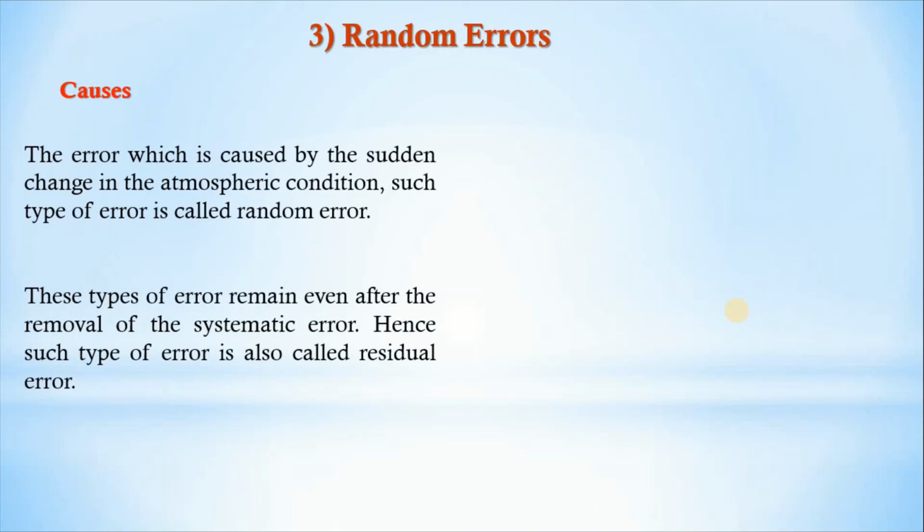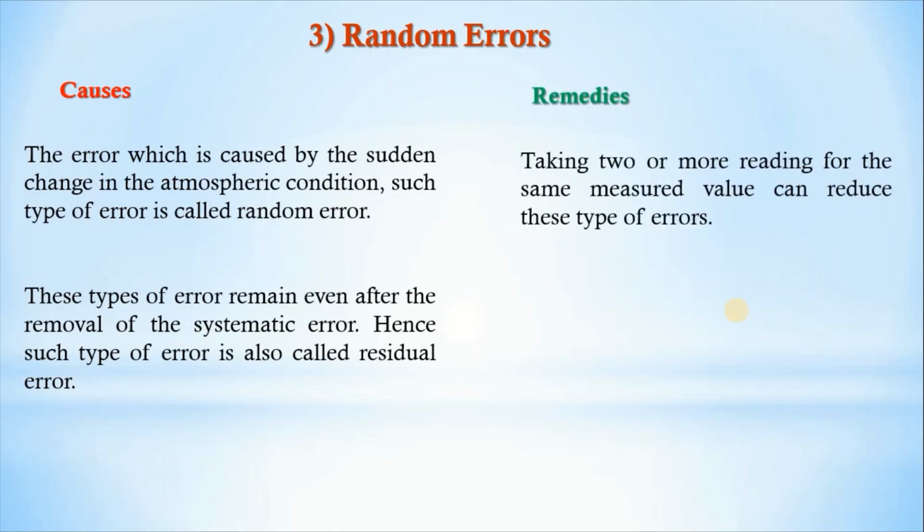So as we know, these random errors do not have specific causes. Errors caused by a sudden change in the atmospheric condition are called random errors. This type of error remains even after the removal of systematic errors, so we can also call it a residual error. What is the remedy? Taking two or more readings for the same measured value can reduce these types of error. So for the same object we have to take two or more readings using the same instrument, and we have to take the average of those readings to reduce these random errors.